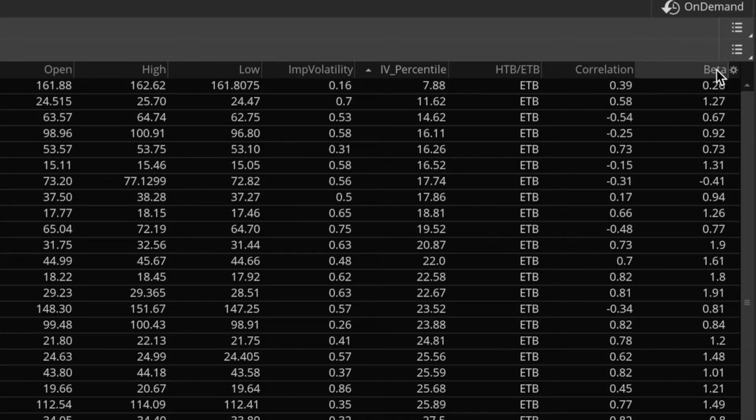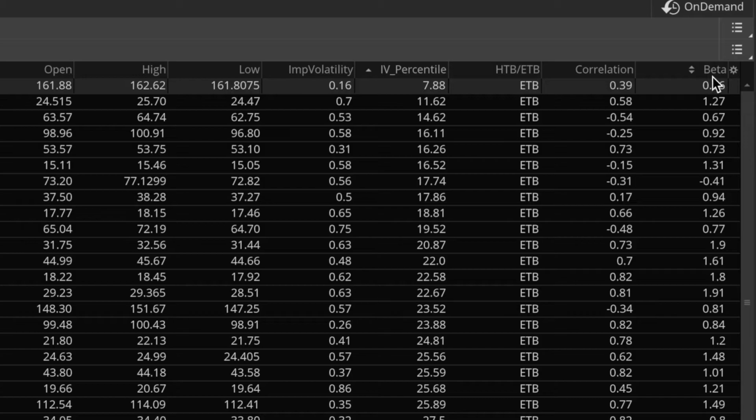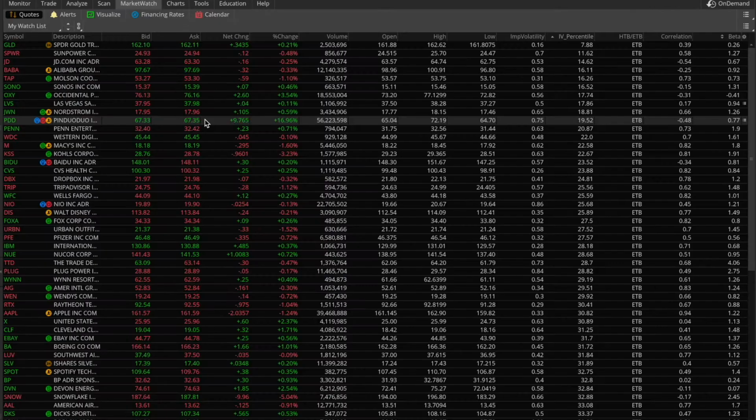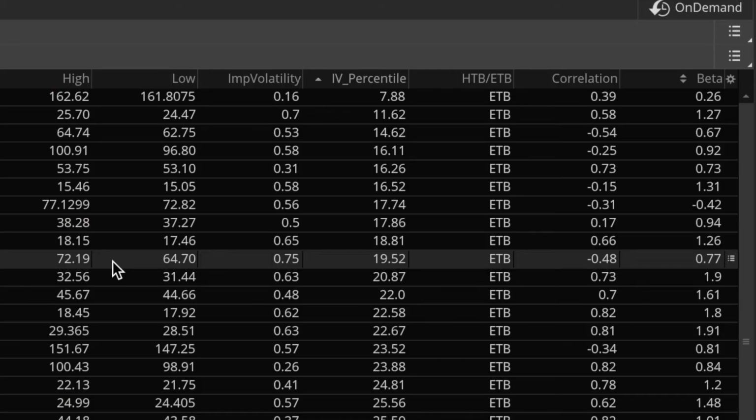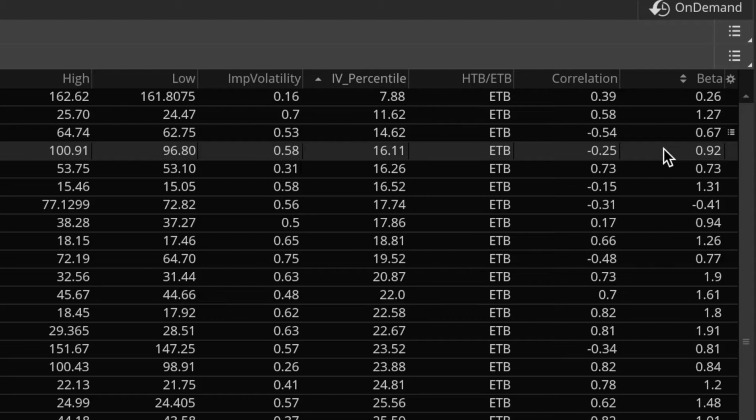And then finally here we have correlation and beta. So both of these metrics give you some insight into the relationship between each one of these stocks and the broader stock market. In which case here with these calculations, I have them configured to again assess the relationship between these stocks and the S&P 500.